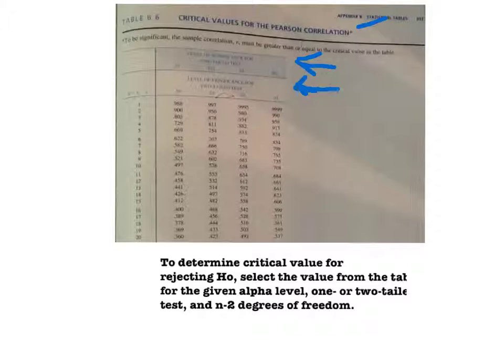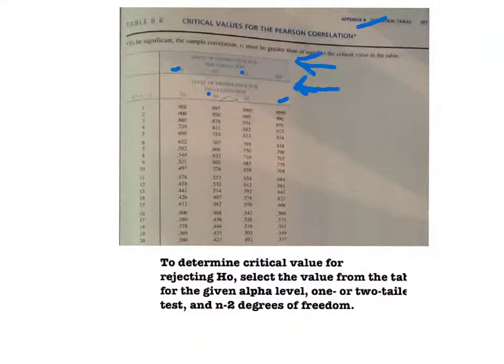You have to know whether you're conducting a one-tailed or a two-tailed test. You also have to know the alpha level that's involved. Usually it's going to be 0.05, which is there for the two-tailed test and there for the one-tailed test. It might be 0.01, which is there for the one-tailed test and here for the two-tailed test. Finally, in order to determine the critical value, you need to know degrees of freedom. Degrees of freedom will be n minus 2.